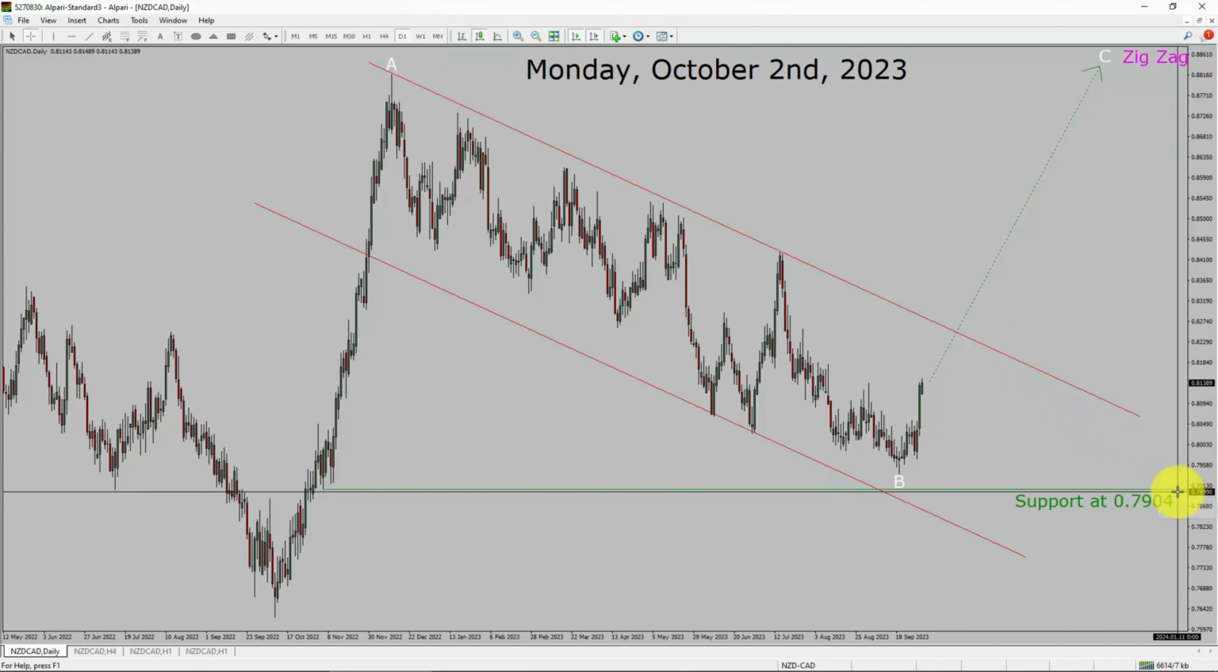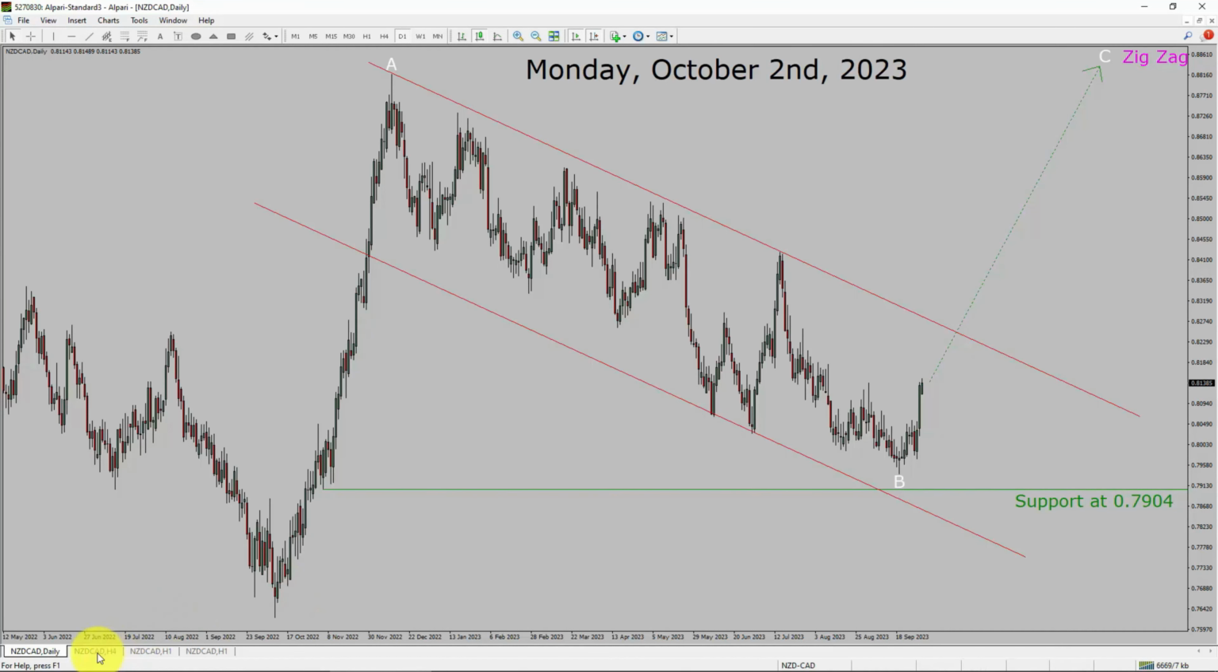Daily time frame support is present at 0.7904 price level. Price action is most likely going to rise up to print bullish wave C zigzag corrective leg in coming trading days. A decisive bearish break below 0.7904 support area is going to end up trend in daily chart of NZD CAD currency pair.